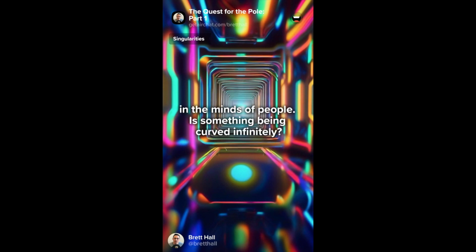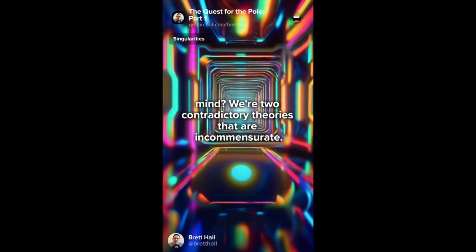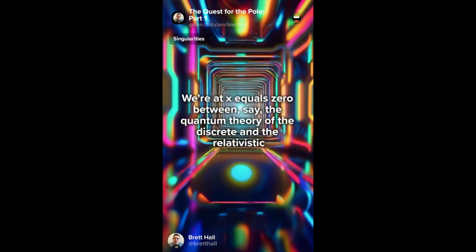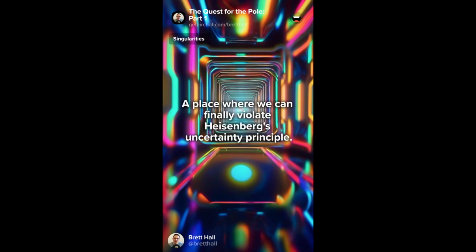Now, all of this exposition can serve as a window on what could be happening creatively in the minds of people. Is something being curved infinitely? Is there some hyperbolic function of the problems occupying the abstract space of a person's mind, where two contradictory theories that are incommensurate, where at x equals 0 between, say, the quantum theory of the discrete and the relativistic theory of the continuous, we have a pole? And from this is where our guesses arise, a place not well behaved, or disobedient, in other words, a place where we can finally violate Heisenberg's uncertainty.